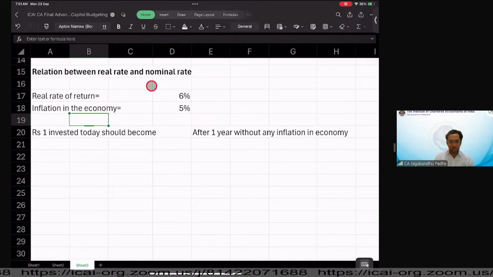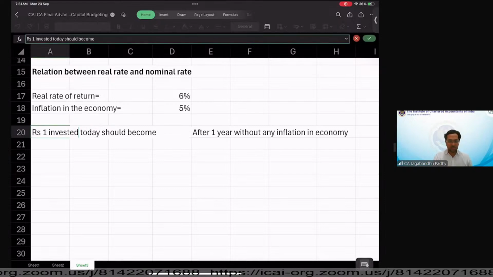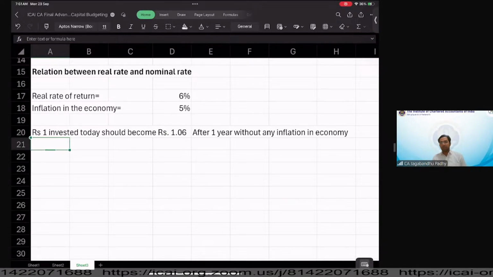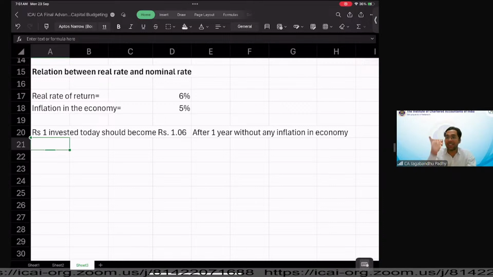Can I say 1 rupee should become 1.06? Because it should grow at 6%. You want a real rate of return of 6%. So 1 rupee invested today should become rupees 1.06 after 1 year without any inflation in the economy. Now, since there is inflation, can I say this 1.06 should also grow by 5% additionally, because there is inflation in the economy?